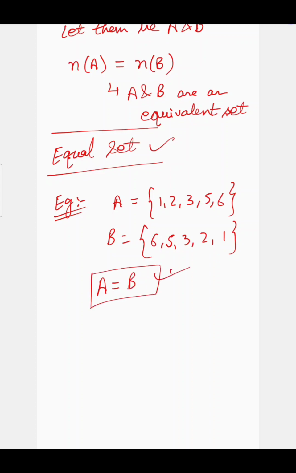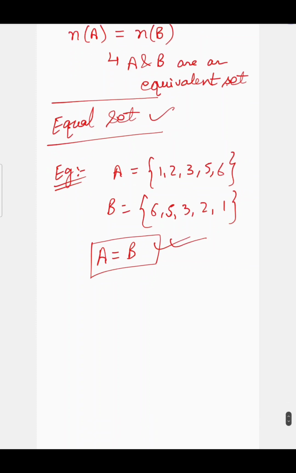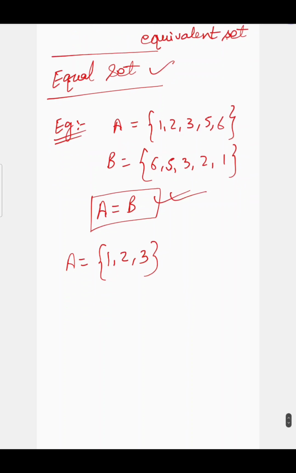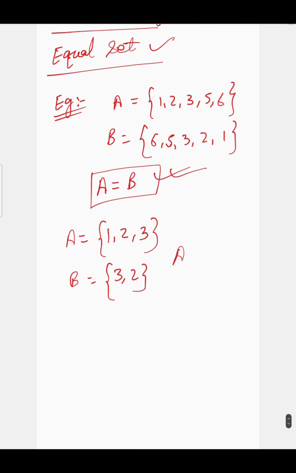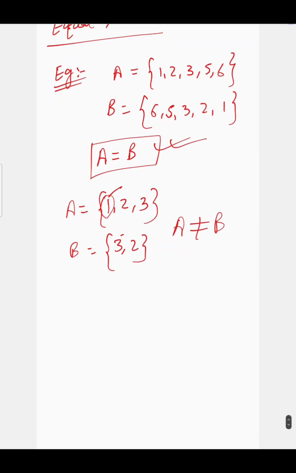Yes, obviously we can write this, A is equal to B, right? But if the set, let's say A is equal to {1, 2, 3} and B is equal to {3, 2}, then A is not equal to B.